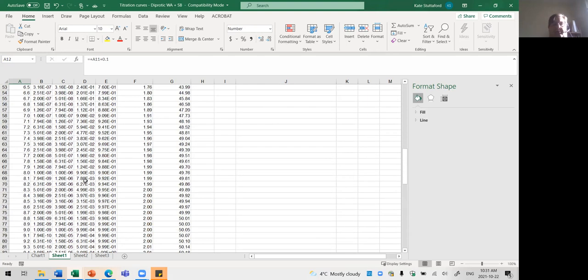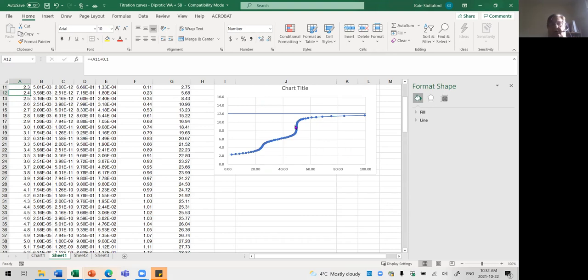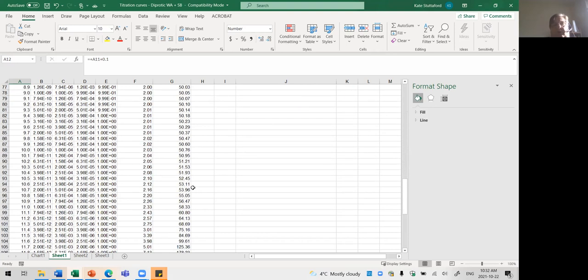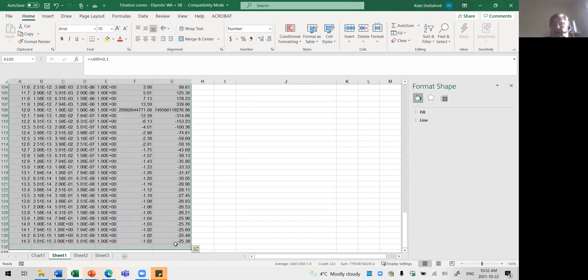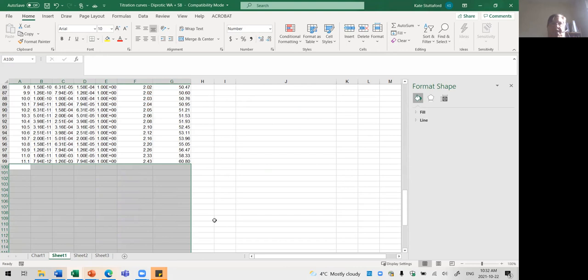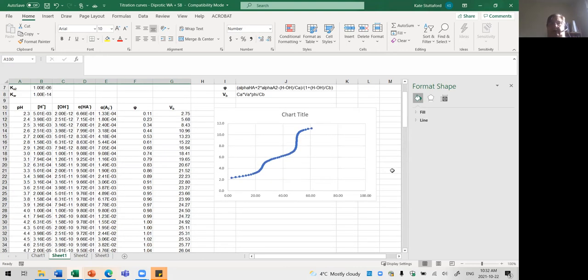And then we can go down to the bottom and say, well, where was our equivalence point? Our equivalence point looks to be around 50 milliliters. So where do we want to cut the graph off? Maybe at 60 milliliters. So everything from 60 down, we can delete. And now our graph looks awesome.